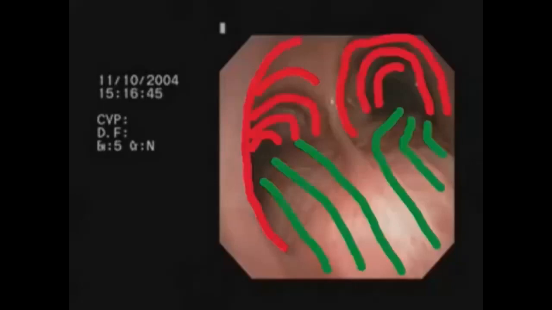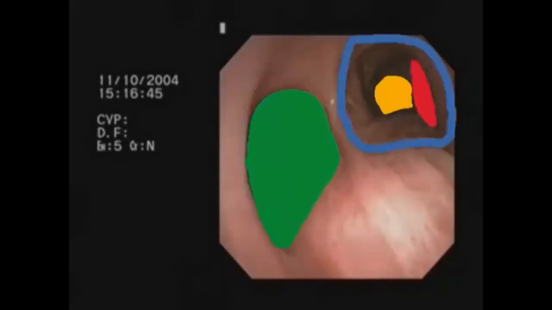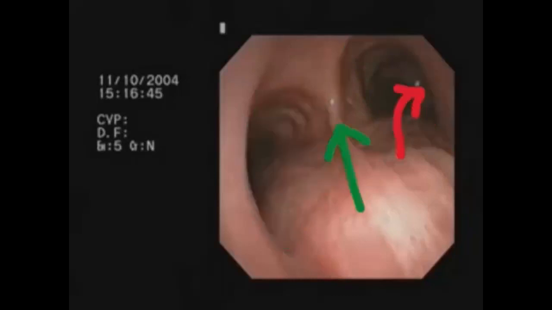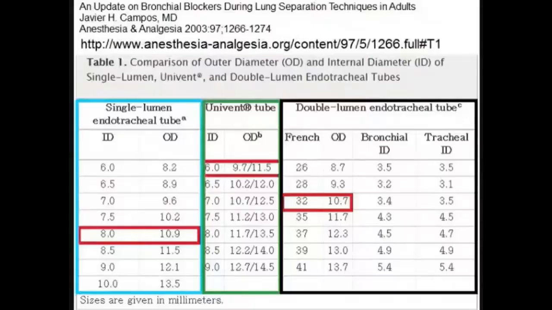Longitudinal fibers again, tracheal rings in red, the right and left bronchus, and right upper lobe takeoff in red arrow to point to the carina. This relationship is very important when you use blockers. There are different techniques to isolate. It could be blockers or double lumen tube, and even the Fogarty catheter can be used. The diameters of different tubes, single lumen, univent, and double lumen tubes are in this slide, and you should take the time to see the slide in detail.